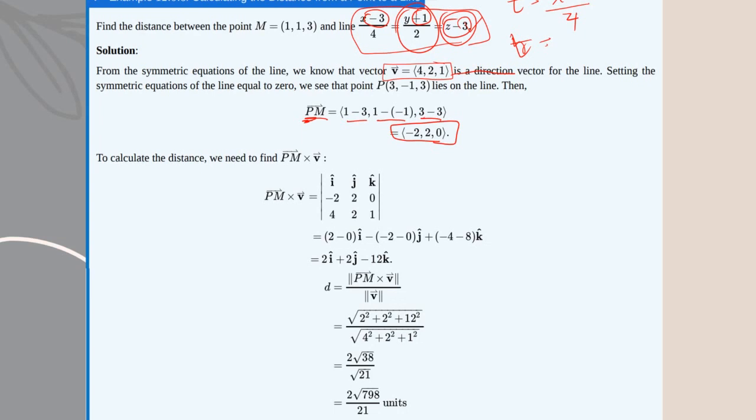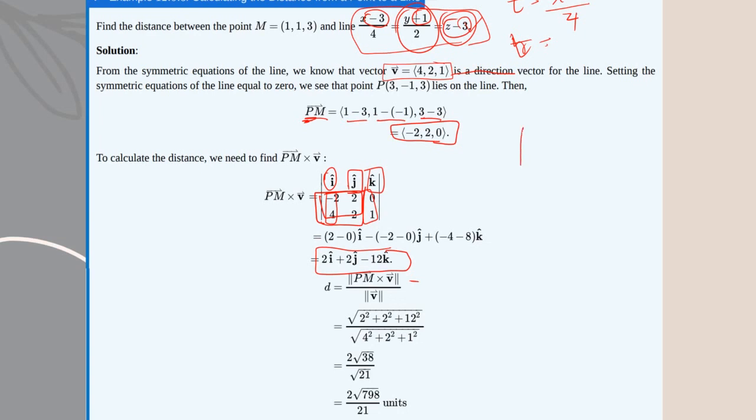Now, to calculate the distance, we have to get the cross product of the line segment PM and your vector V. So, we start with i. We multiply this. And then j, and k, with negative 2, 2, and 4, 2. The product you get from our cross product is 2i plus 2j minus 12k. So, we have the result here above.